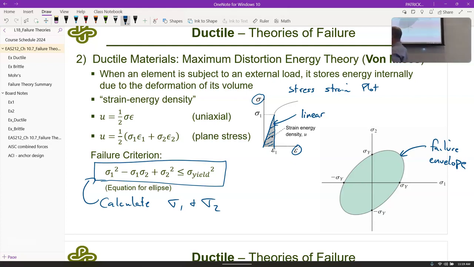And so you can either plug directly into that expression to solve it, or you could plot it like we did with the Tresca criterion. And so if you've got a sigma 1, sigma 2 value that falls within that region, then you're okay. Conversely, if you've got any value that falls outside that region, then we'd expect failure. Questions on von Mises?